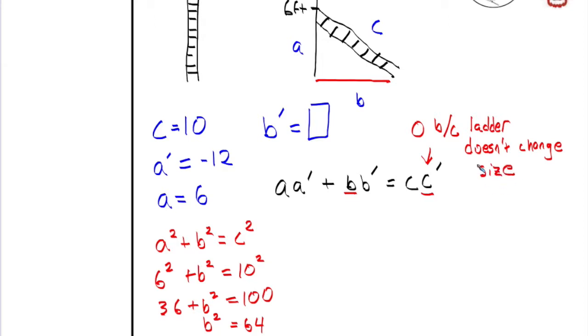I get that they could give you a really hard one and say that the ladder is also retracting, one of those fancy ladders retracting at a certain rate, and then we'd have a C prime. But in this case, it's 0. It is not moving. All right, so let's plug in.